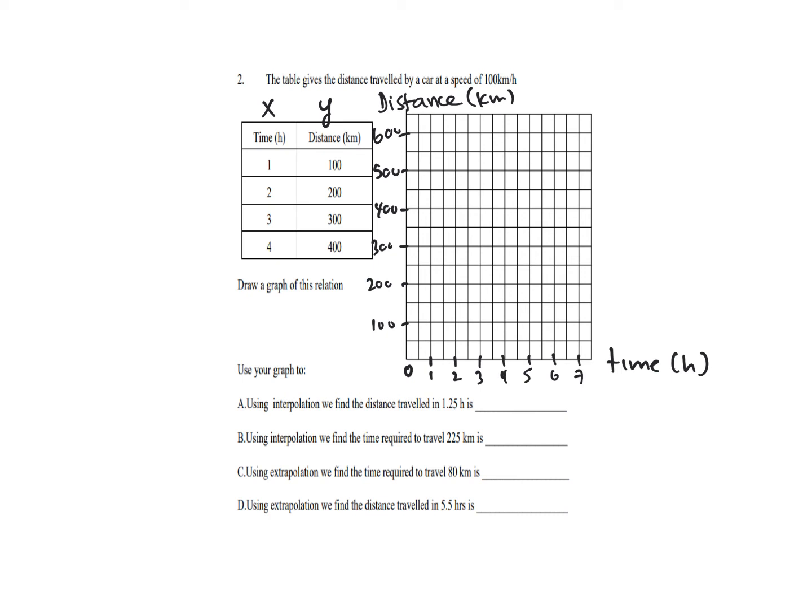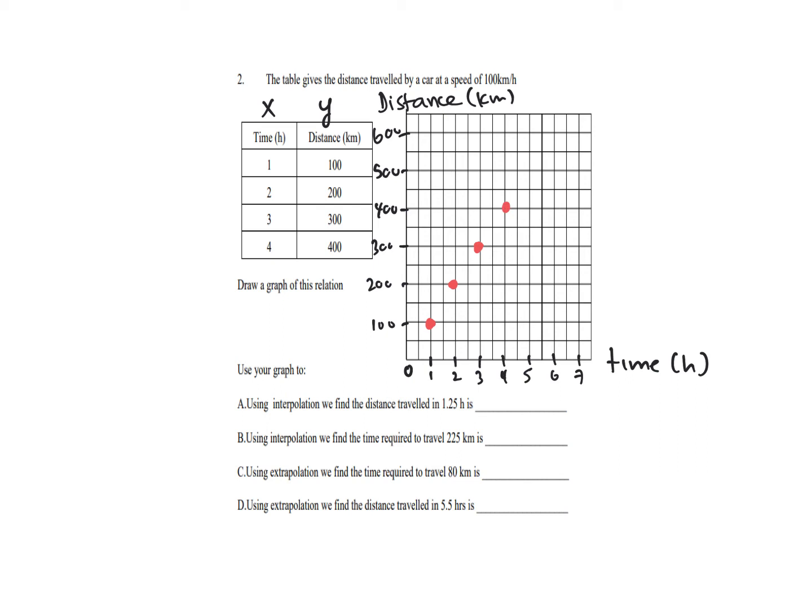And then we will plot the points. So at 1 hour, it traveled 100 kilometers, so I go right 1, up 100. At 2 hours, it traveled 200, so I go right 2 hours up to 200 kilometers. At 3 hours, it traveled 300 kilometers, and at 4 hours, it traveled 400 kilometers.